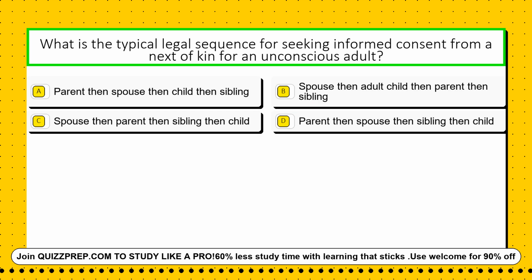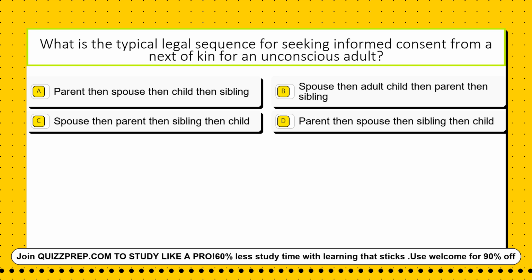Question 38. What is the typical legal sequence for seeking informed consent from a next of kin for an unconscious adult? Option A, parent then spouse then child then sibling. Option B, spouse then adult child then parent then sibling. Option C, spouse then parent then sibling then child. Option D, parent then spouse then sibling then child.